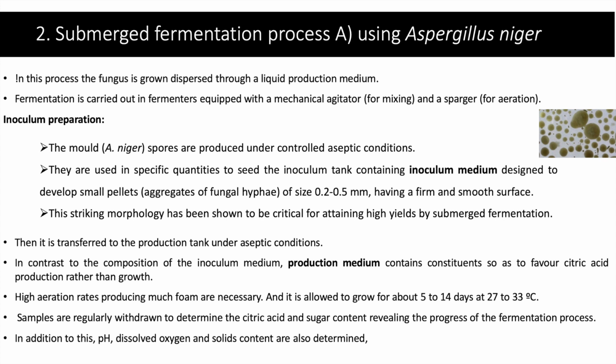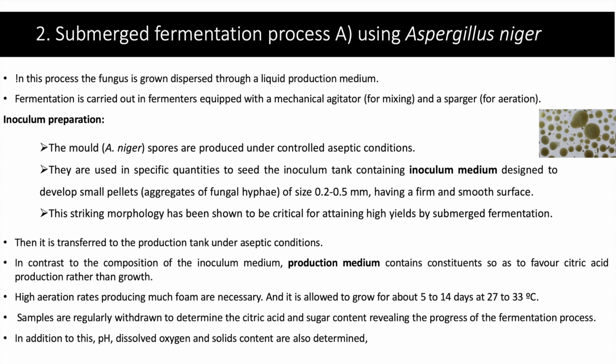In contrast to the composition of the inoculum medium, production medium contains constituents so as to favor citric acid production rather than growth. So inoculum medium and production medium are two different mediums. Inoculum medium favors the growth of fungi, whereas production medium favors the production of citric acid in a high concentration. High aeration rates producing much foam are necessary, and it is allowed to grow for about 5 to 14 days at 27 to 33 degrees Celsius.